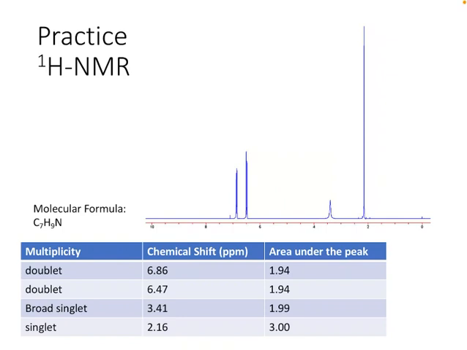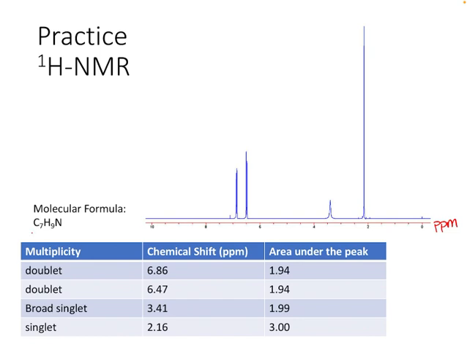Hi everyone! In this video we're going to practice using proton NMR and carbon-13 NMR to determine the structure of a molecule. So on this first slide here we have a proton NMR spectrum. Now we can tell that it's proton NMR because the parts per million scale is 0 to 10, so it's pretty small. If the scale was 0 to 240 parts per million, we'd know that it was carbon NMR.